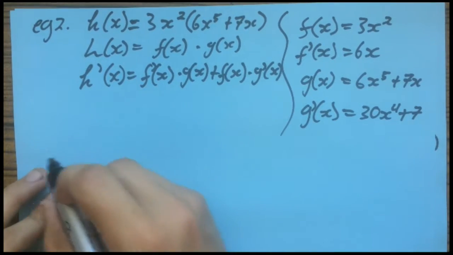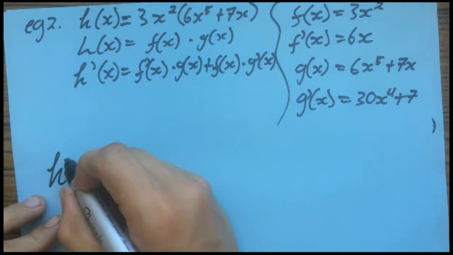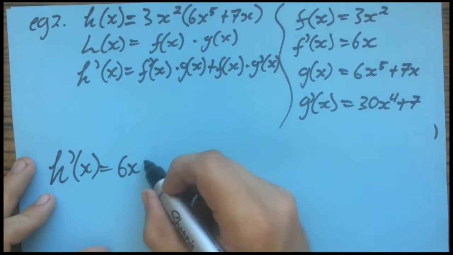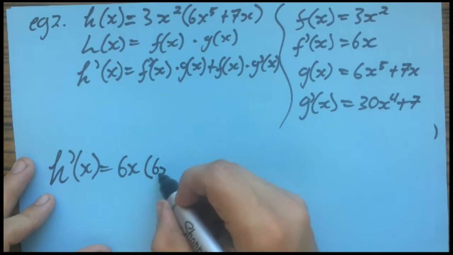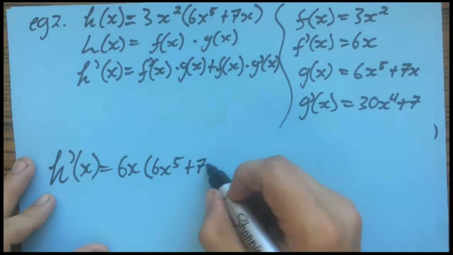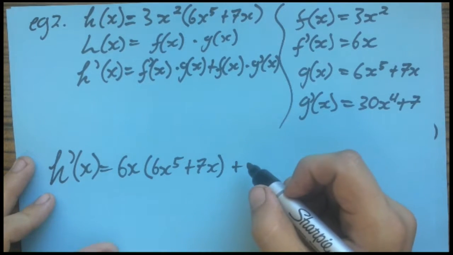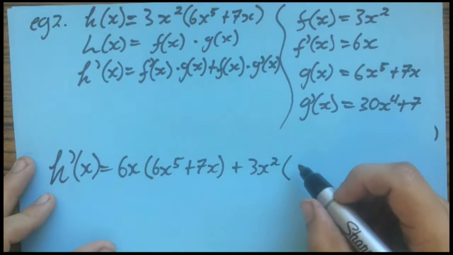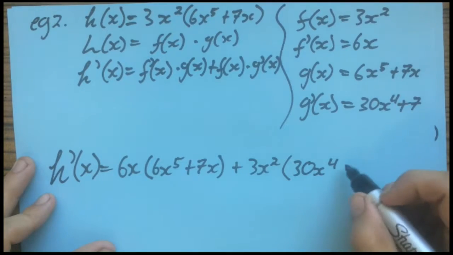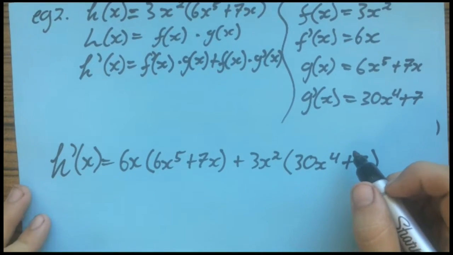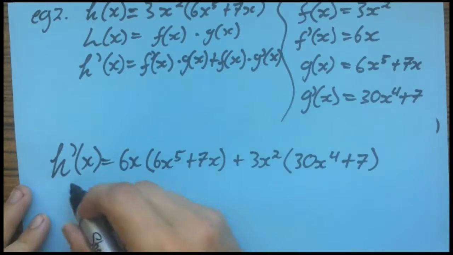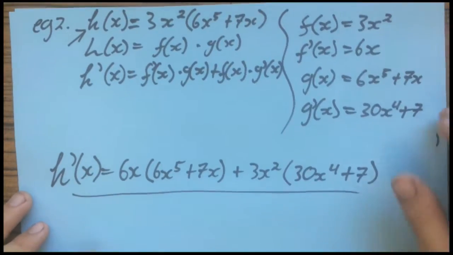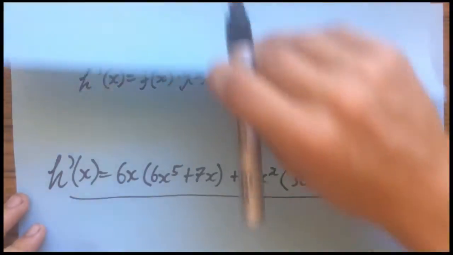So to sub that in, bring it down here where there's more room. f dash of x is just 6x multiplied by g of x, which is 6x to the power of 5 plus 7x, plus f of x, which is just 3x squared, multiplied by g dash of x, which is just 30x to the power of 4 plus 7. And that there is the first derivative of this up here. Now, for another example, just to finish this off.